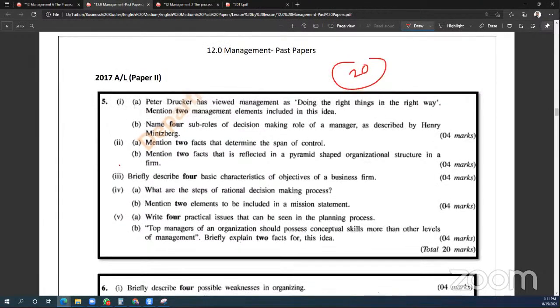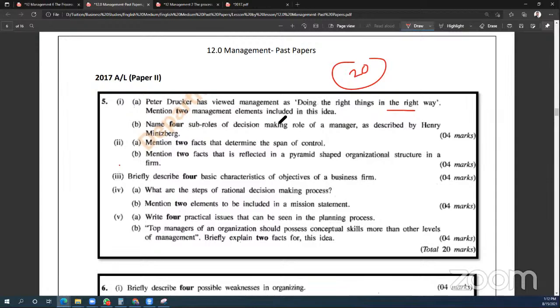Right, let's see what they ask. Peter Drucker has viewed management as doing the right things in the right way. Mention two management elements included in this idea. Without any doubt, the concept of effectiveness and efficiency is what we can take. We talk about this set of parts with the concept of doing the right things.